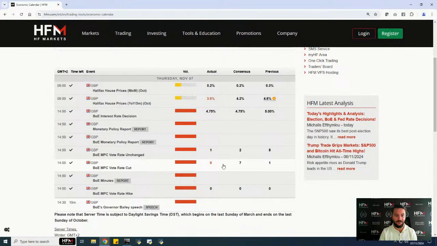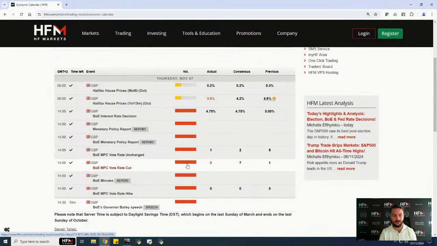But what is very interesting is the amount of people who are voting for a cut. So you can see the Monetary Policy Committee vote, rate unchanged. So how many people are voting for the rate to remain unchanged?